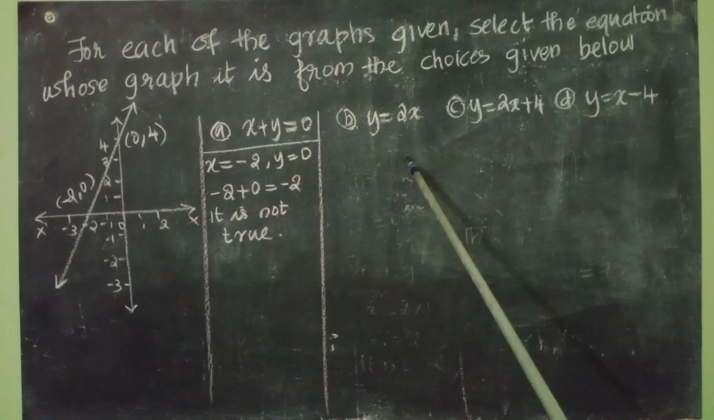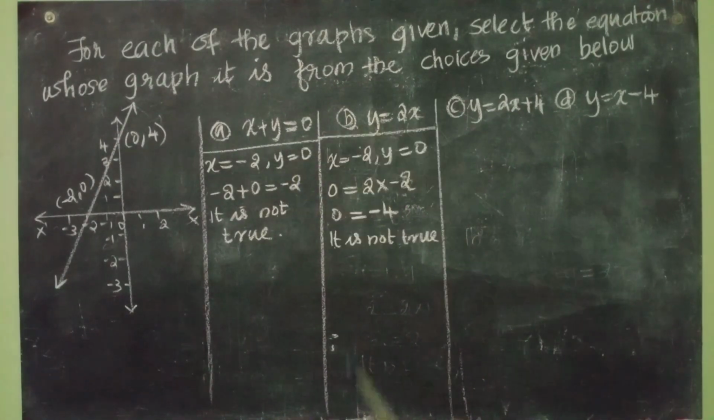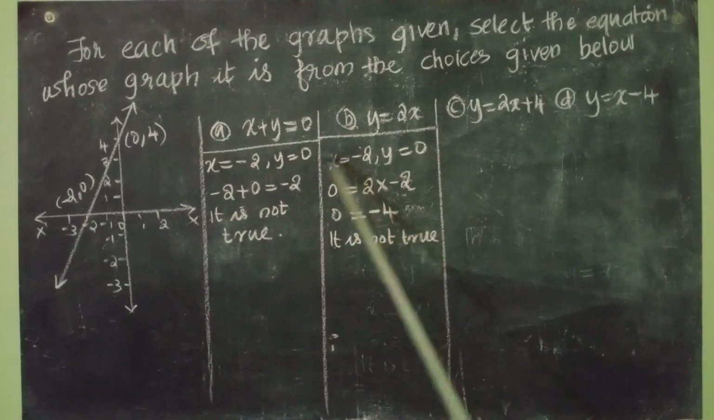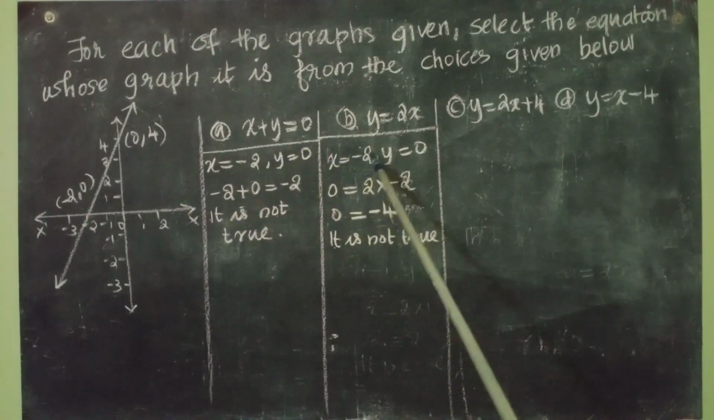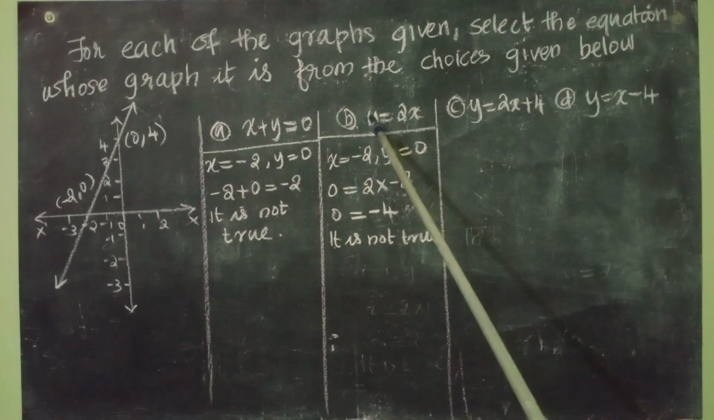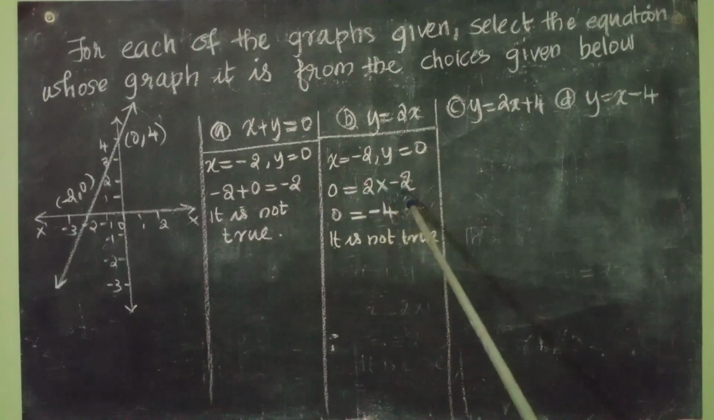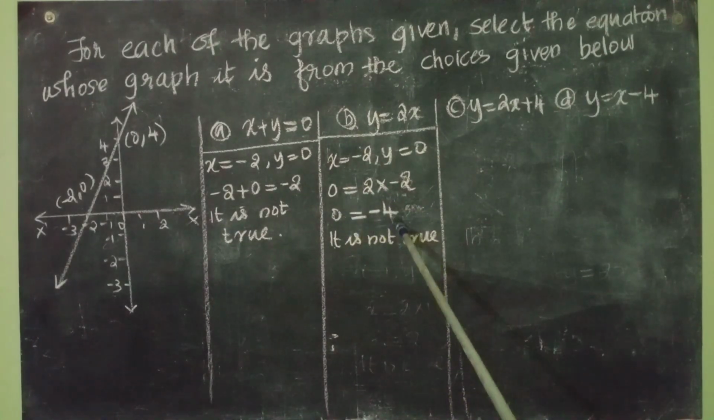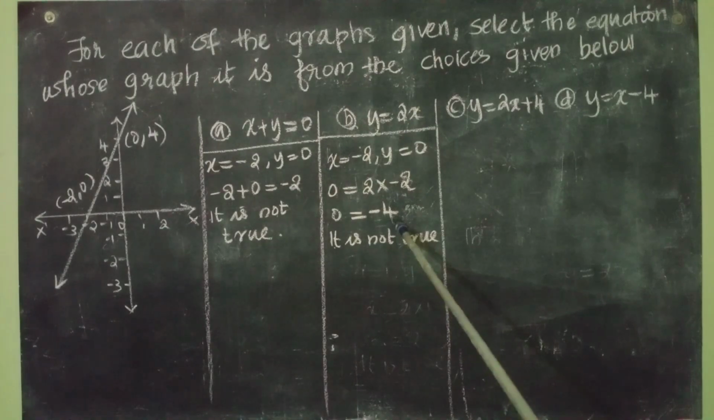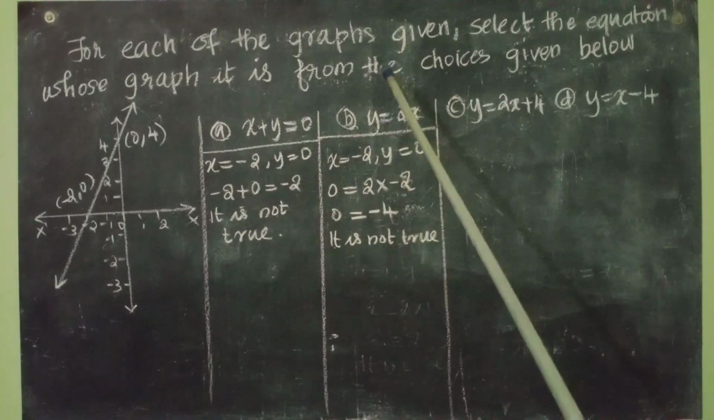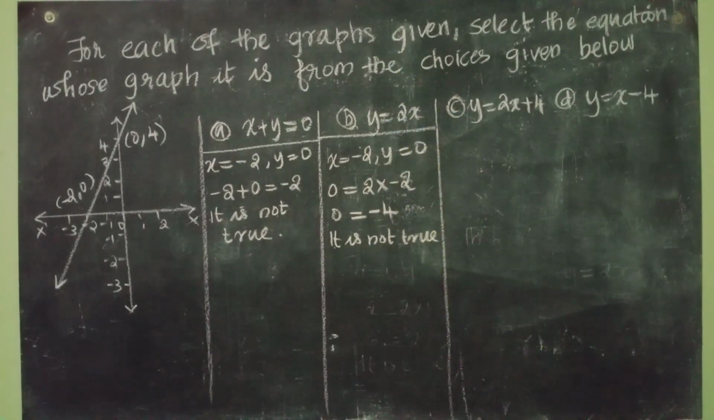Now let us check y equal to 2x. The first solution, minus 2, 0. x equal to minus 2 and y equal to 0. We give x equal to minus 2 and y equal to 0 in this equation. We get 0 equal to 2 into minus 2. That is 0 equal to minus 4. It is also not true. So this is not the graph of the equation y equal to 2x.